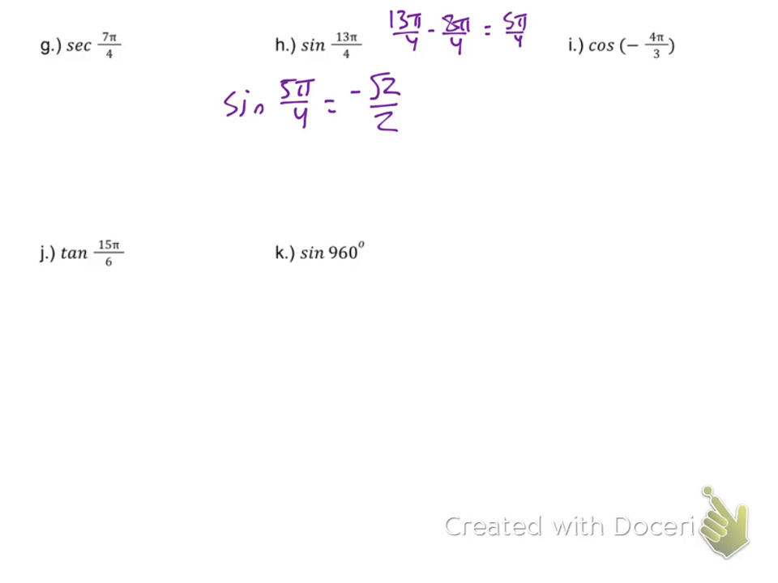It'd be no different than if I did the tangent of 15 pi over 6. Instead of subtracting 8 pi over 4, I'm going to subtract, what? 12 pi over 6. It's the same thing, 2 pi. In degrees, I'm just going to start subtracting multiples of 360. Subtract 360, is it enough? Probably not. Do it again. If that's not enough, do it again. Find a reference angle, use your unit circle. Okay? Any questions on this, guys?